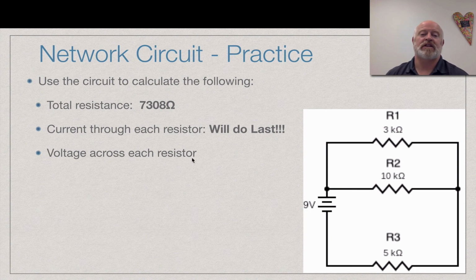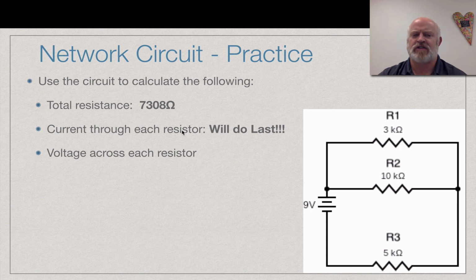So now let's take a look at what we have. We know that our total resistance is 7,308 ohms. We know our total voltage drop is 9 volts. So if I have my total volts and my total resistance, I should be able to find my total current. It might seem counterintuitive.